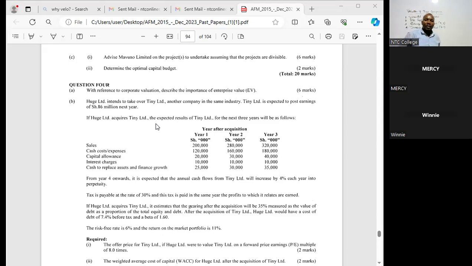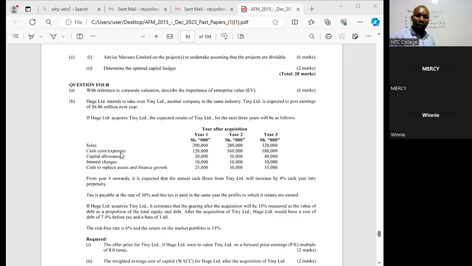So if Huge Limited acquires Tiny Limited, the expected results of Tiny Limited for the next 3 years will be as follows. So we have there, I'm hoping that you can do this. We did the one for last sitting, and you can still remember how it was done. Last sitting, they brought the same one, which we were able to look at. So we are told that these are the cash flows, the cost of operations, capital allowances, which are the same as depreciations. We have interest. We have cash to replace the assets and financing at the finance plot.